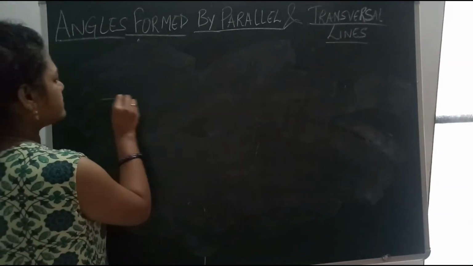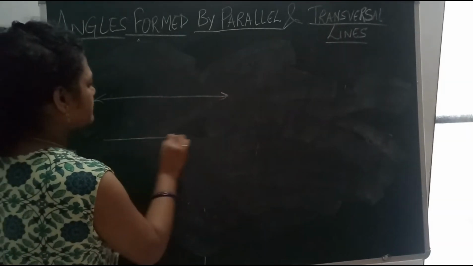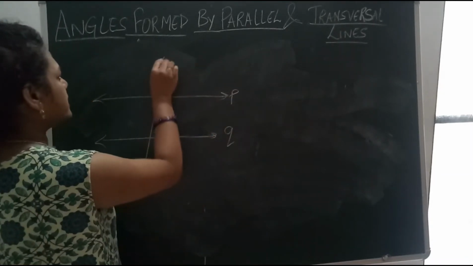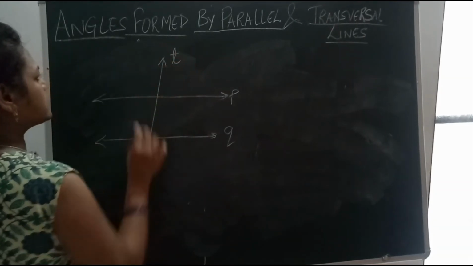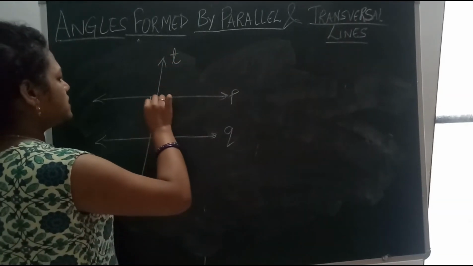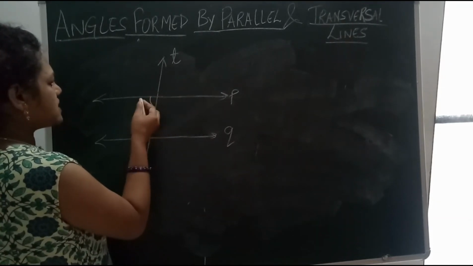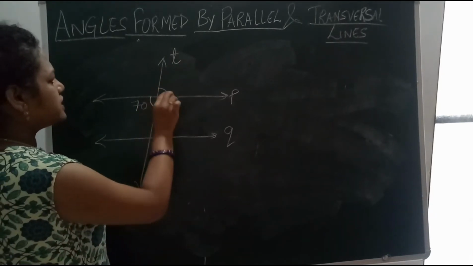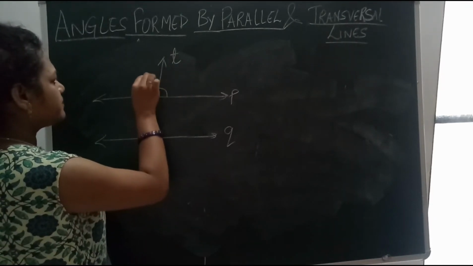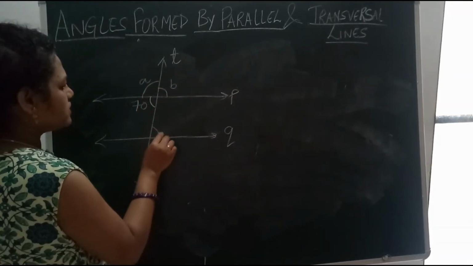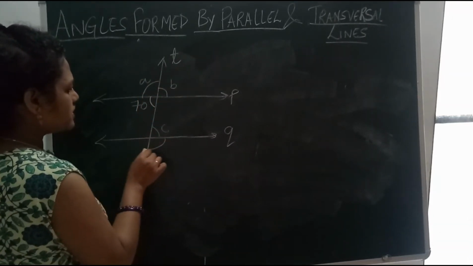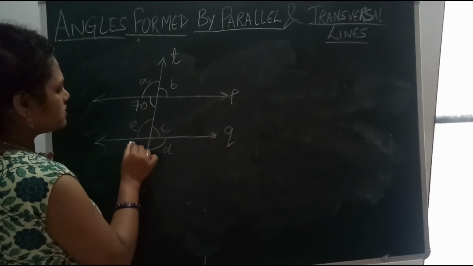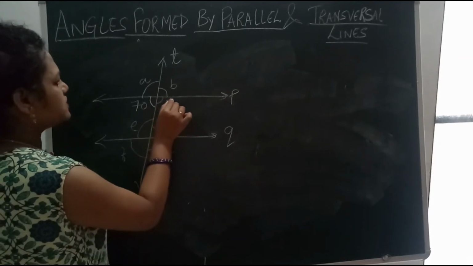See here one example. Here are two parallel lines, say P and Q are parallel lines, and a transversal, say T. Suppose here is, let us take as example, 70 degrees, and I have to find this as A, then B, then here C, then D, and say here E and F and here G.